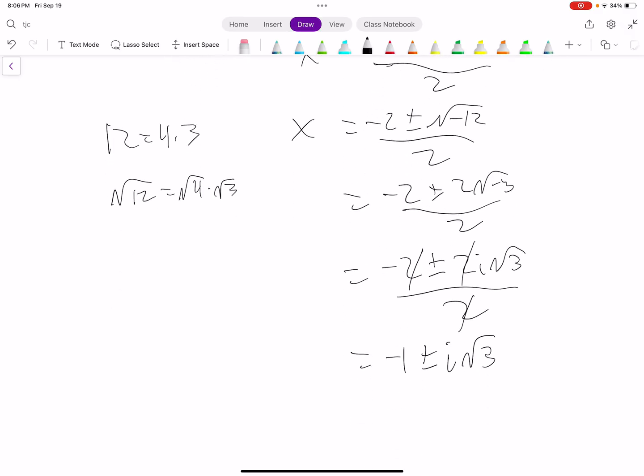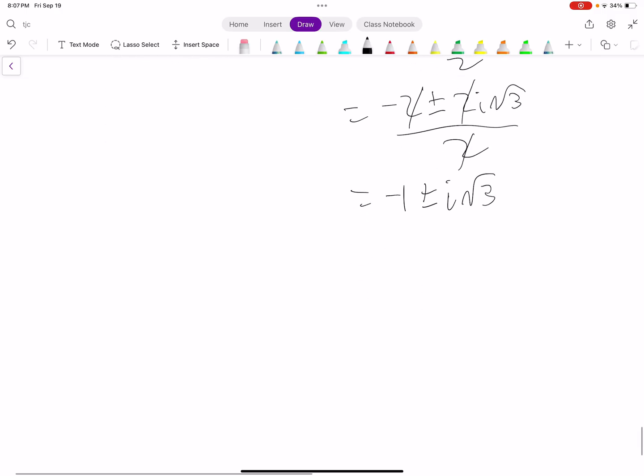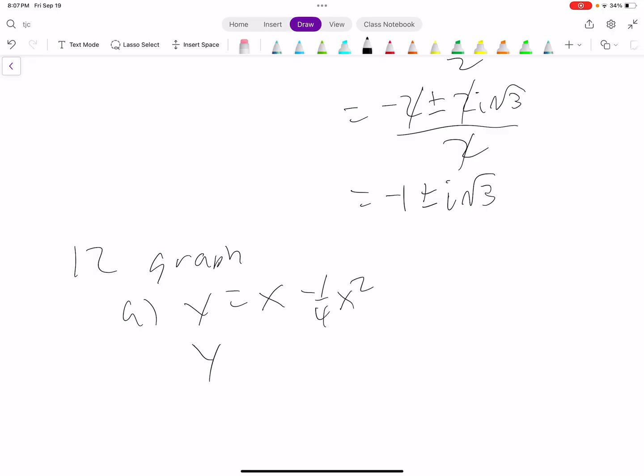Okay, so now we're moving on to 12. In 12 you're going to graph some parabolas, so we're going to graph some quadratic functions. The first one is a, y equals x minus 1/4 x squared. I'm going to write it in descending order: y equals -1/4 x squared plus x.